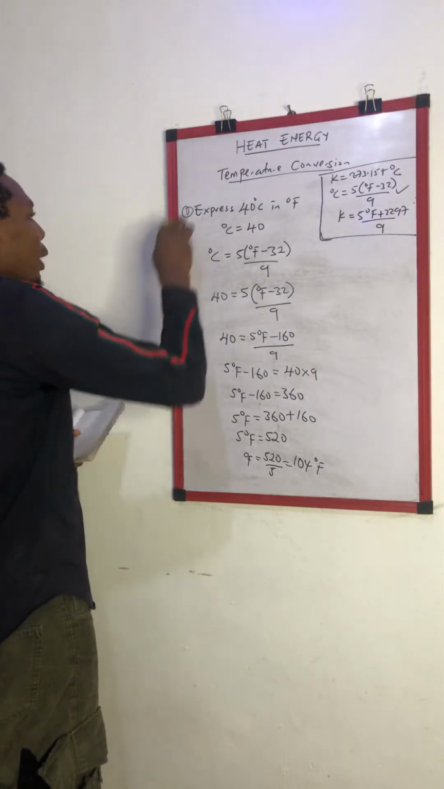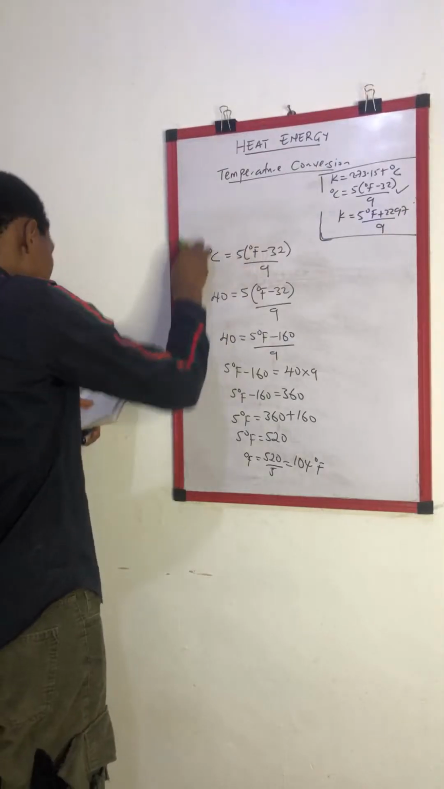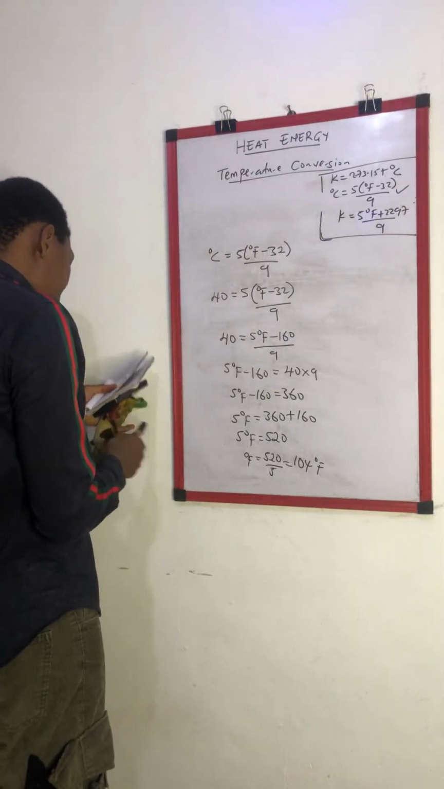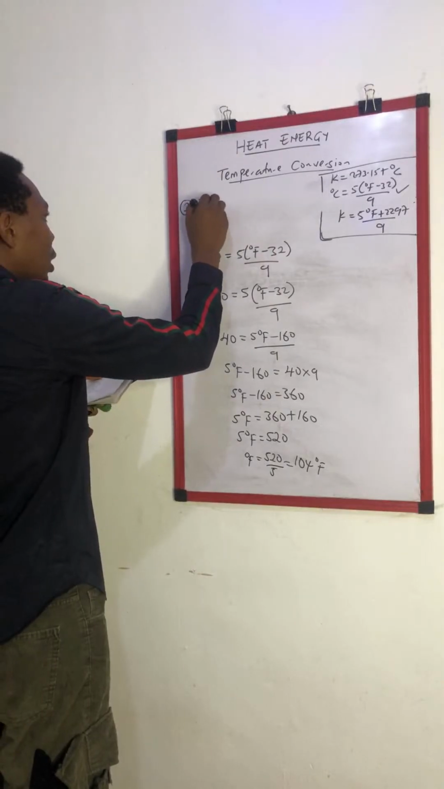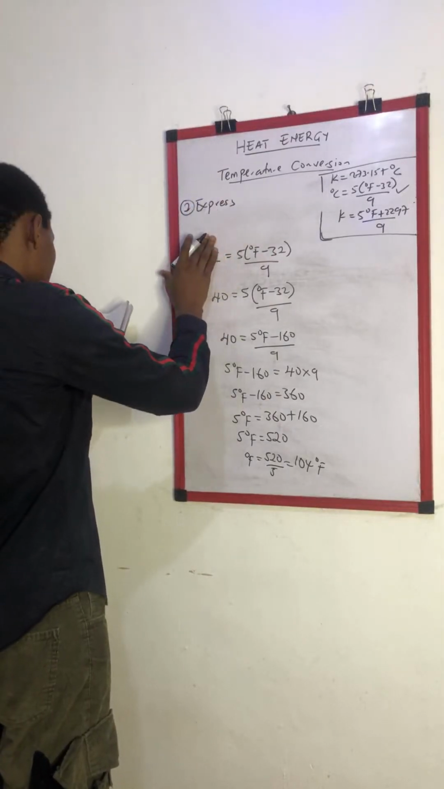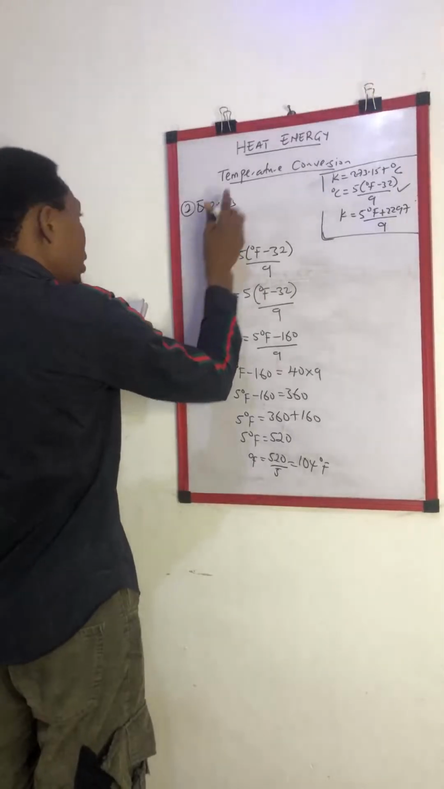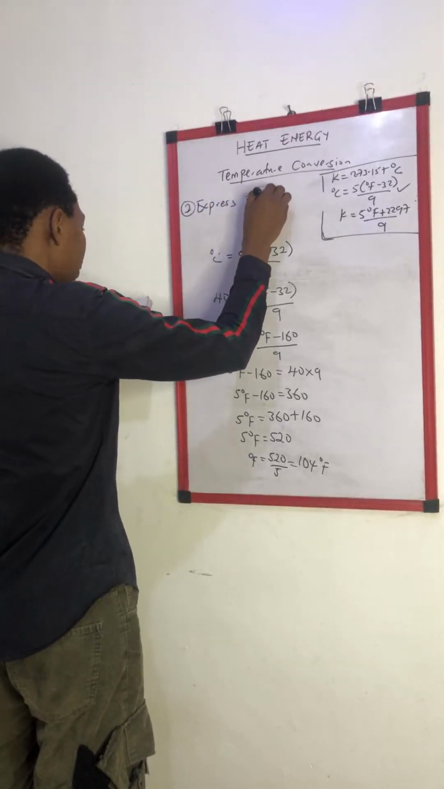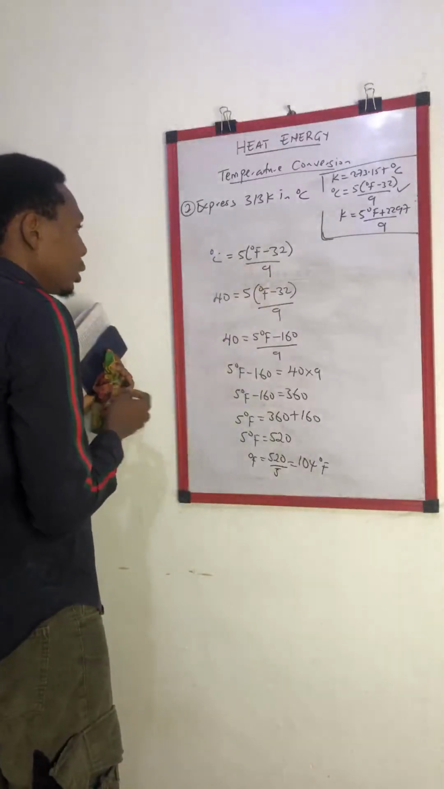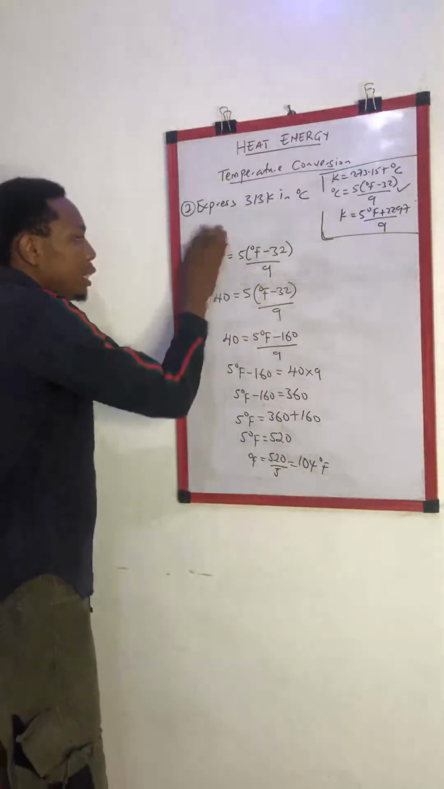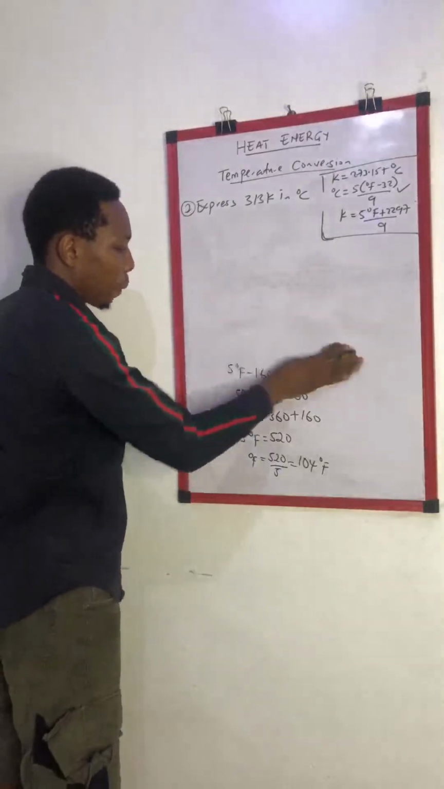So for the number 2 question, we will ask, express 313 Kelvin in degrees Celsius. 313 Kelvin in degree what? Celsius.